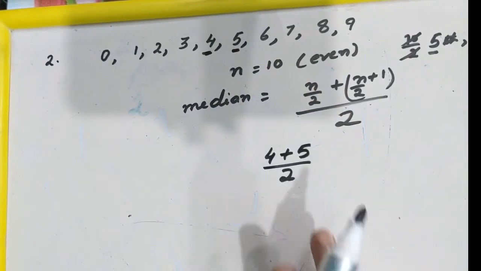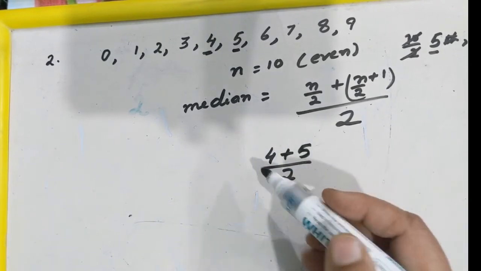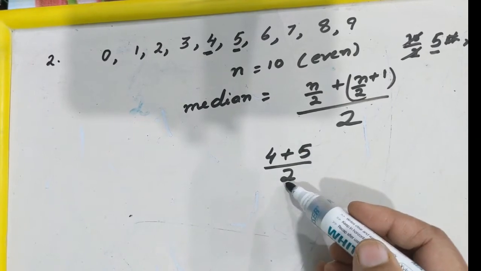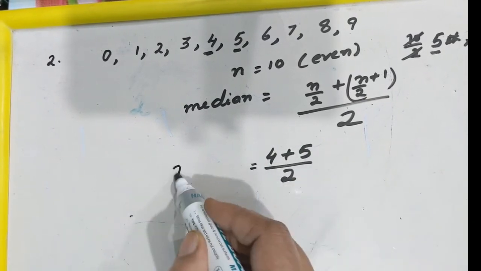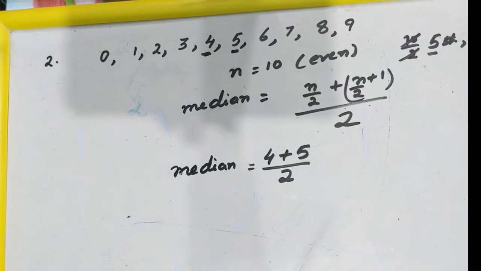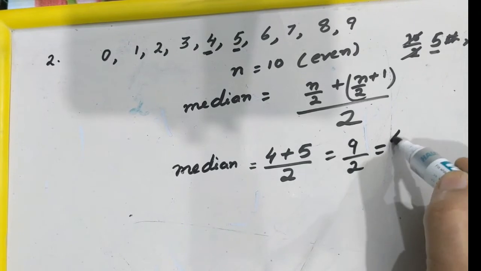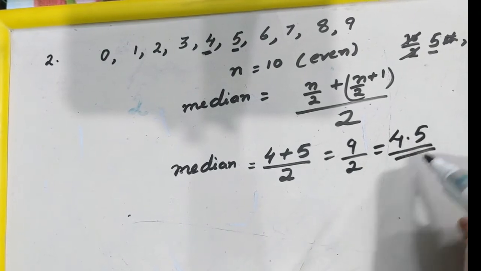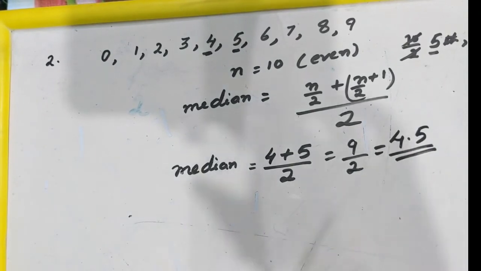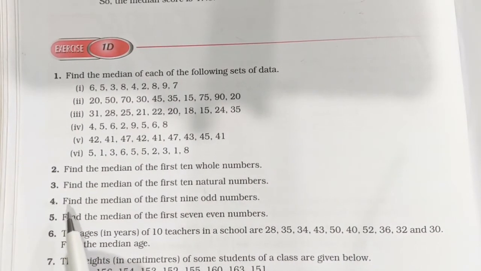Do you know how to find mean? Sum of observation upon number of observations. So here you have 2 observations, divide by 2. This is how we calculate median in case of even numbers. So 9 by 2 equals to 4.5. Hence the median is 4.5. Clear? Children, hope you all are doing these sums with me as classwork.